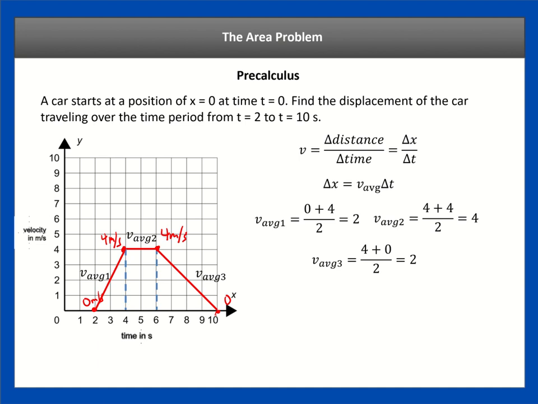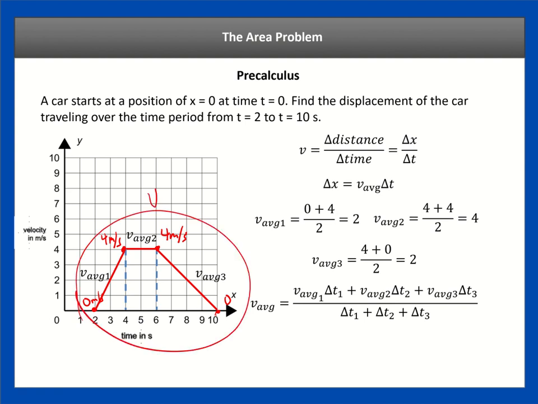However, keep in mind that this is just the average velocity if we just look at those coordinates, right? If I just look at the velocity, well, I can just say that that's the average velocity. However, what we want to do now is put this into an overall average velocity. So what's the average velocity of this curve, right?